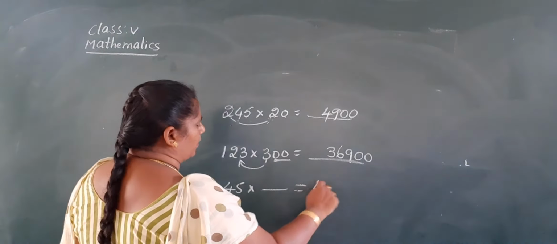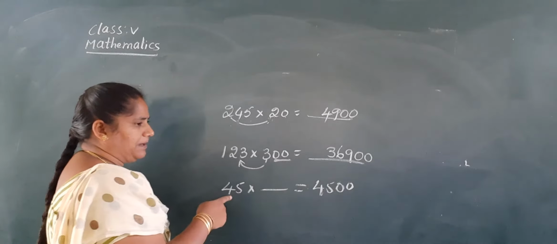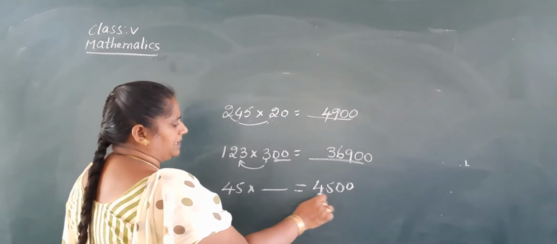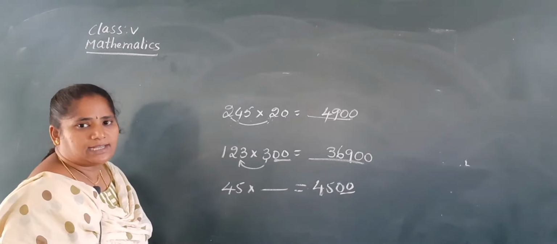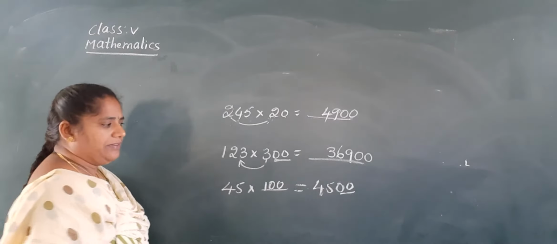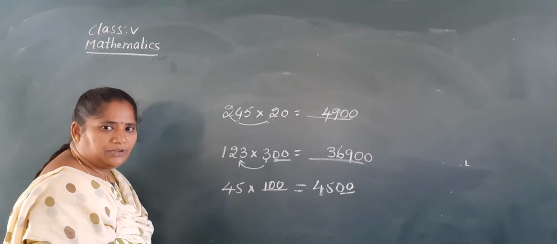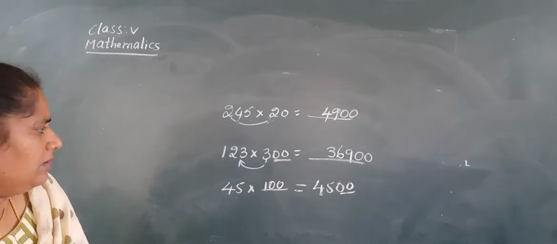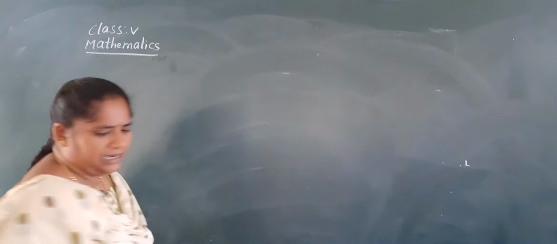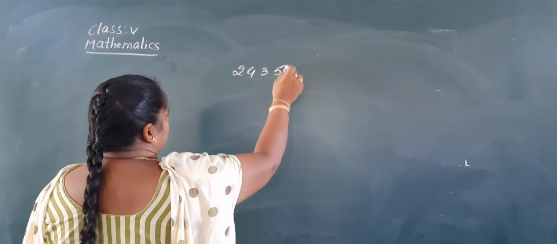Let us take one number: 45 into dash equal to 4,500. So which number do you have to multiply 45 by to get 4,500? Here the same number is coming and we keep 2 zeros to the right side of the product. So we should multiply by 100. Then only we keep 2 zeros to the right side of the product. Okay, children? Is it clear to you, Nana? Okay. Now we completed the multiplication of 4-digit number by a 4-digit number. This also we completed. So once again we revise that.